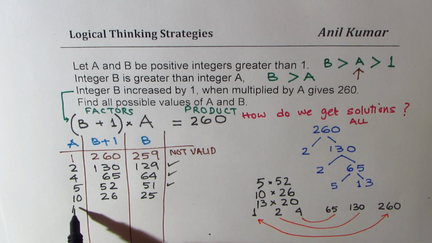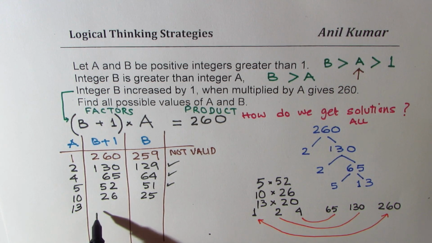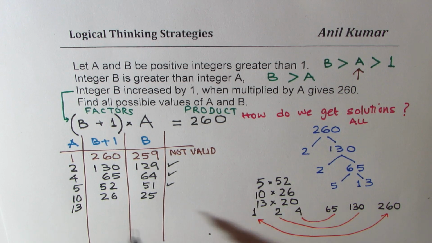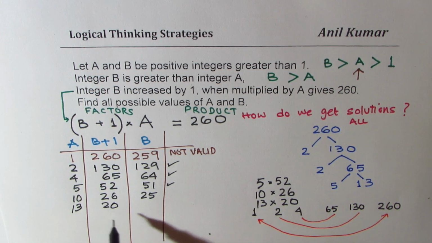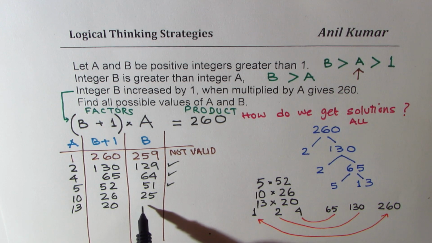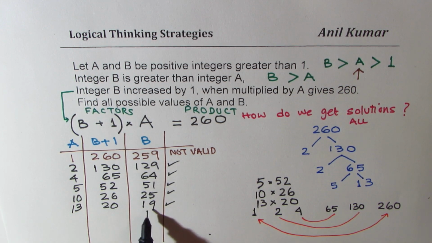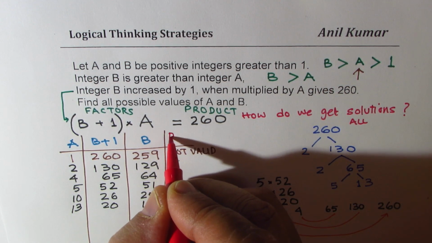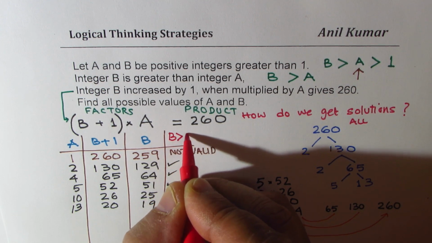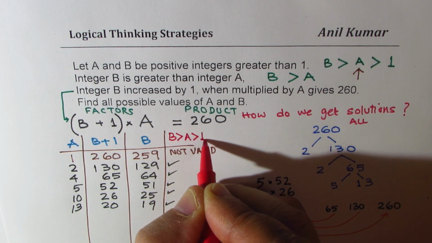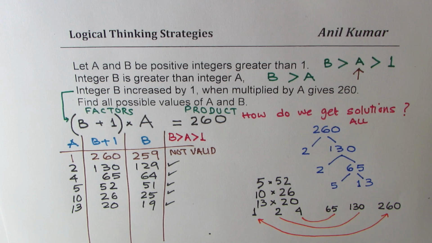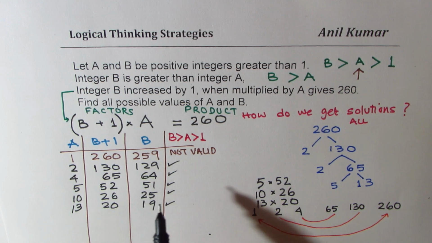And lastly, we have 13 times 20 as 260. So 1 less than 20 is 19. So in this also you find B is greater than 13. So what we find here is that B must be greater than A and both are greater than 1. So we got so many solutions. Do you see that?